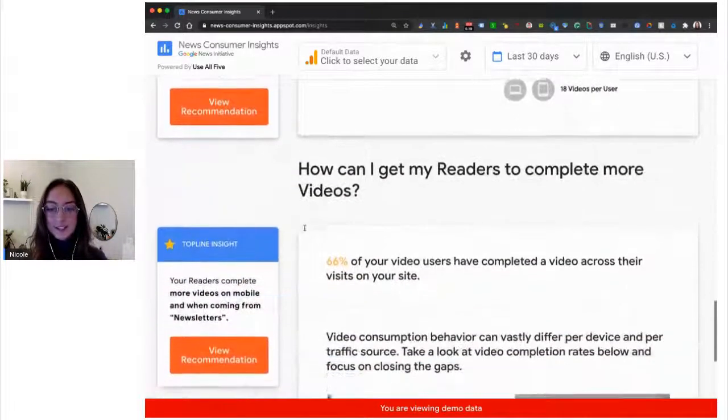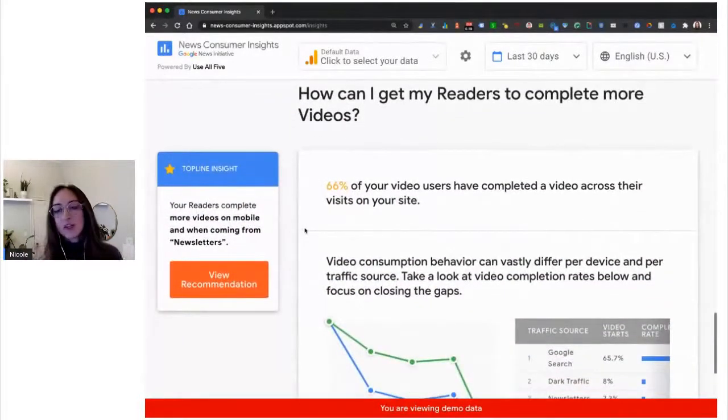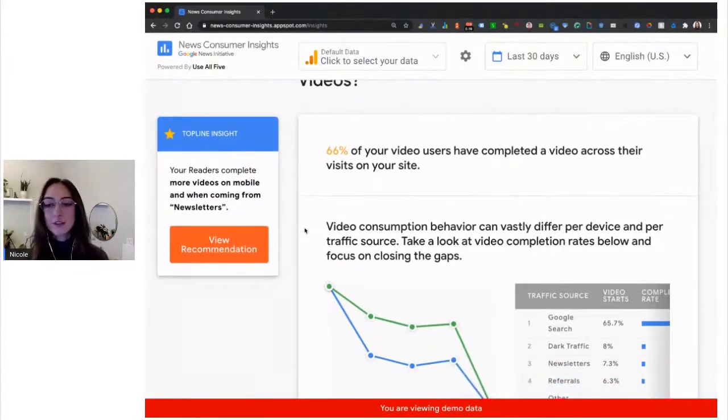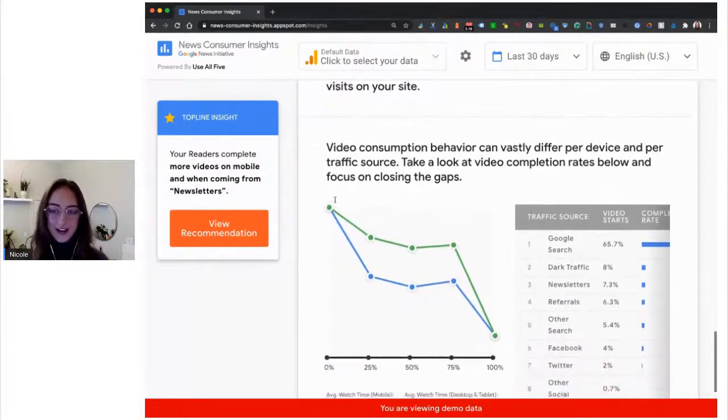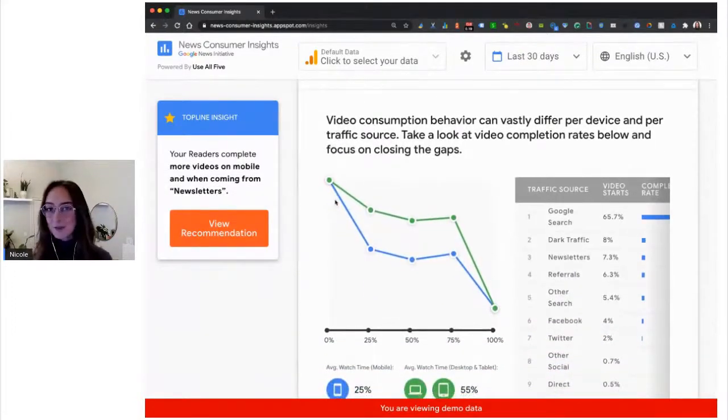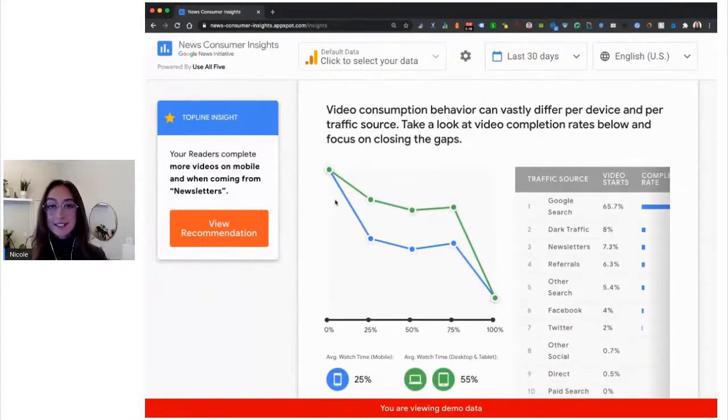As we continue to scroll down, we get into how can I get my readers to complete more videos? 66% of your video users have completed a video across their visits on your site. Interesting. We'll continue down to understand that video consumption behavior. And so it can vastly differ per device and traffic source. So we wanted to break that down, show you where exactly it's coming from.